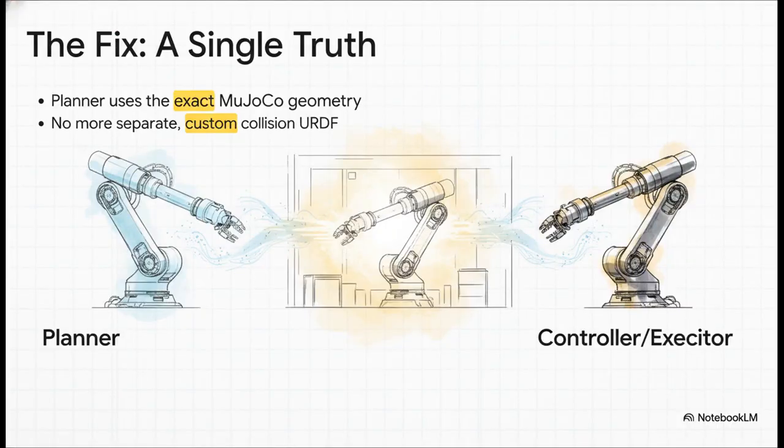The fix for this is actually pretty elegant. Instead of juggling two different models, we just don't. We force the planner to use the exact same geometry that the MuJoCo simulator is using for execution. That's it. No more separate collision files, no more worrying if the two models have drifted apart. So now, when the planner asks, hey, can I move here? It's asking the real world, the ground truth. And this goes for everything, the robot hitting a box, or even the robot accidentally bumping into itself.